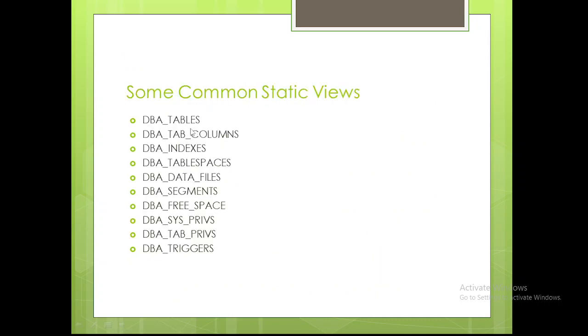So common static views are DBA tables, DBA tab columns, DBA indexes, DBA table spaces, DBA data files, DBA segments, DBA free space, DBA sys privilege, DBA tab privileges, DBA triggers. These are some common static views. We can access the user versions, like user tables, user tab columns, user indexes, user table spaces. But these DBA ones are accessible to database administrators only. Table spaces and DBA data files, these are also common static views.